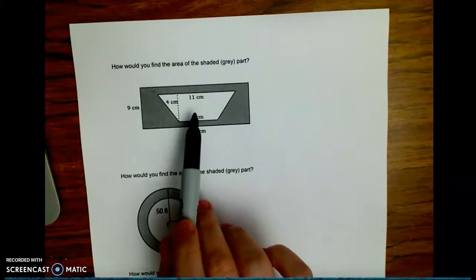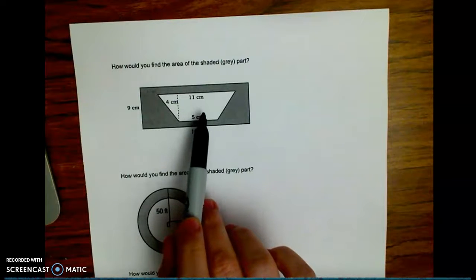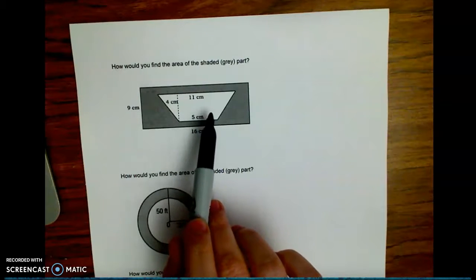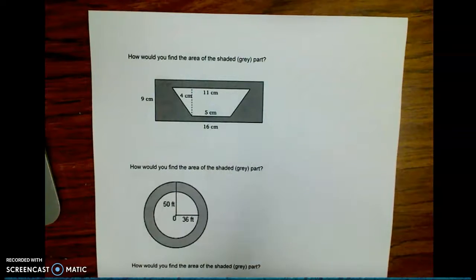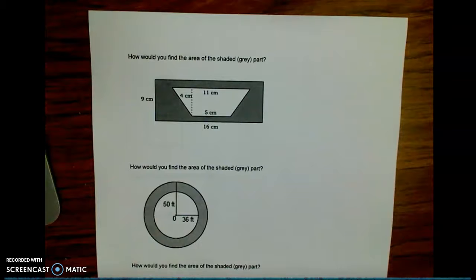As you can tell, there's this trapezoid cutout right in the middle. We don't want that to be part of the area, just the gray part. Think about that for a minute. What would you do? Pause the video and come back.